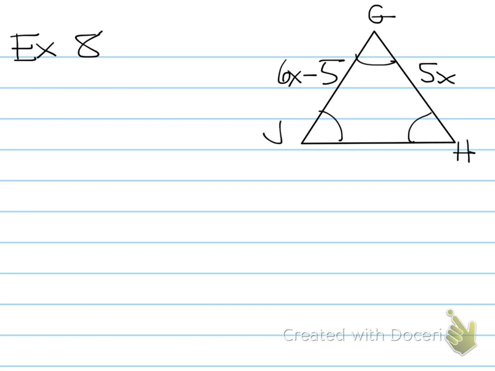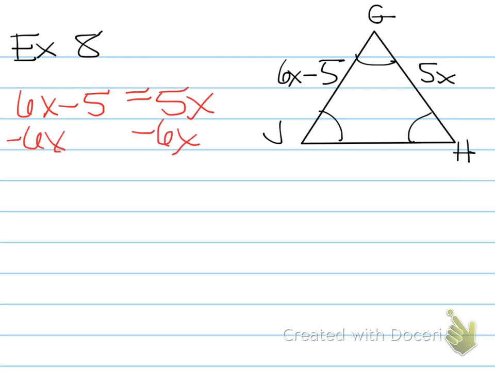Here, since we have an equiangular triangle, it is also an equilateral triangle. So we're going to set the two sides congruent to each other, set them equal to each other, solve for x by adding 5 to both, subtracting 6x from both sides. And since negative 5 equals negative x, that means that positive x equals positive 5.